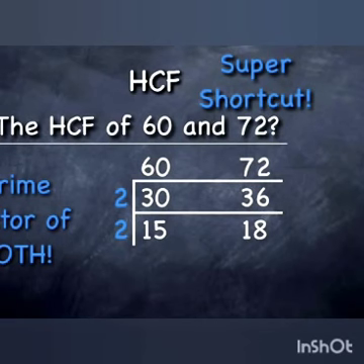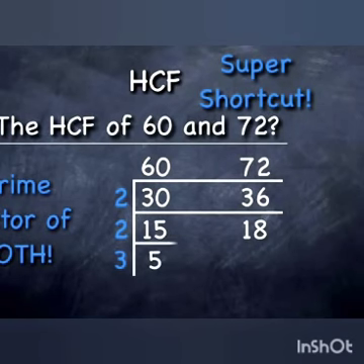Does 2 go into them a third time? Well, no, not both of them. It does go into 18, but not 15. And if it doesn't go into both, we don't want to use it. So I go to the next prime number, 3. Does 3 go into 15 and 18? The answer is yes. That leaves me with 5 and 6.